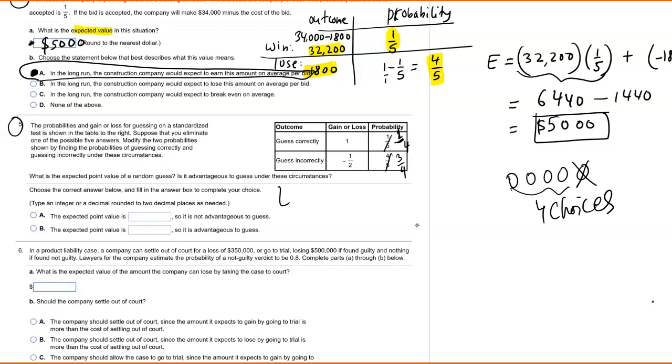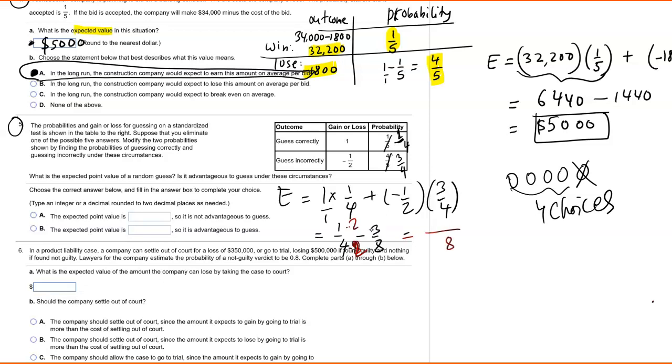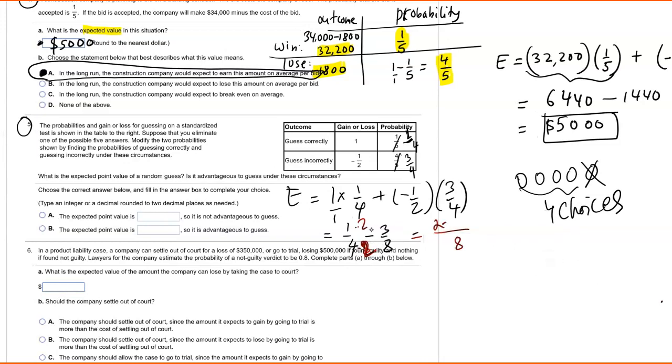What's the expected value formula? E equals, you multiply 1 times 1/4 plus negative half times 3/4, right? And if you multiply, you get 1/4 minus 3/8. You multiply 1 times 1 over 4 times 1, and negative 1 times 3, negative 3 over 4 times 2, which is 8. Make a common denominator, multiply by 2 to make the same denominator. You get 8 in the bottom, and you get 2 minus 3, negative 1 over 8.